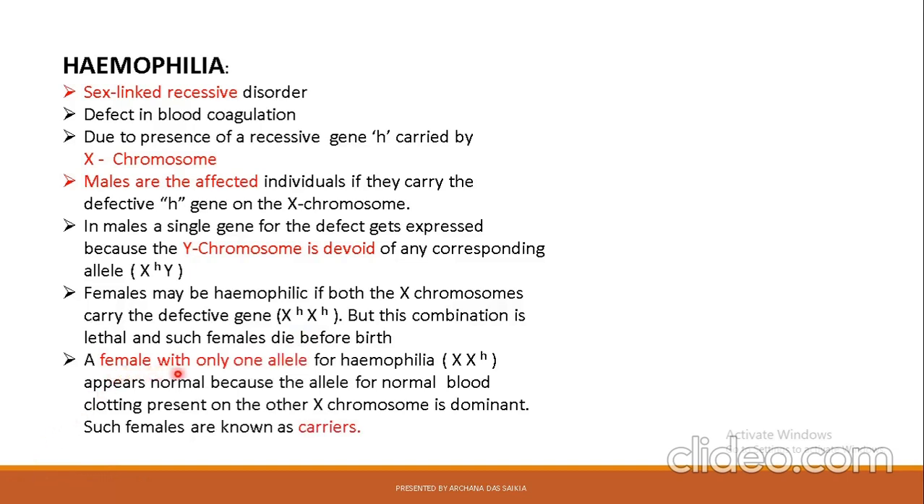Now, a female with only one allele for hemophilia. If a female is carrying only one allele for hemophilia, like this condition, then she will never show the symptoms of the disease. She will be quite normal, but her body is carrying this defective allele. So she will be referred to as a carrier. She will appear normal because of the allele for normal blood clotting present on the other X chromosome, which is dominant. She will be a carrier.